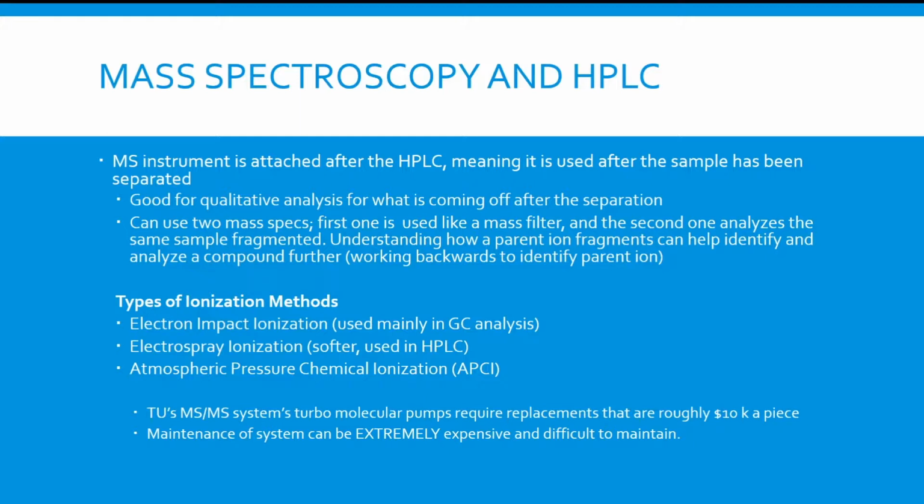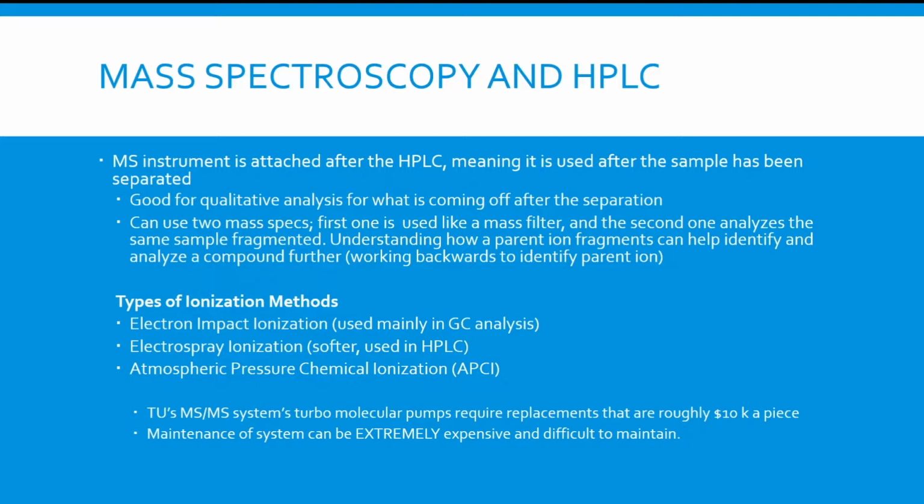In our case at the University of Tulsa, we use two mass spectrometers. The first one acts like a mass filter, so it gives you that initial reading of the components as they come off, and the second one analyzes those components as they're fragmented from their parent ions. How that happens is through the use of different ionization methods. So when your components are analyzed through the second mass spectrometer, they're fragmented from their parent ions.